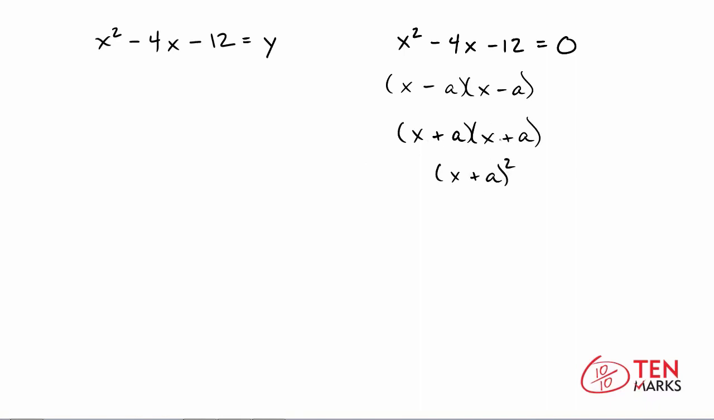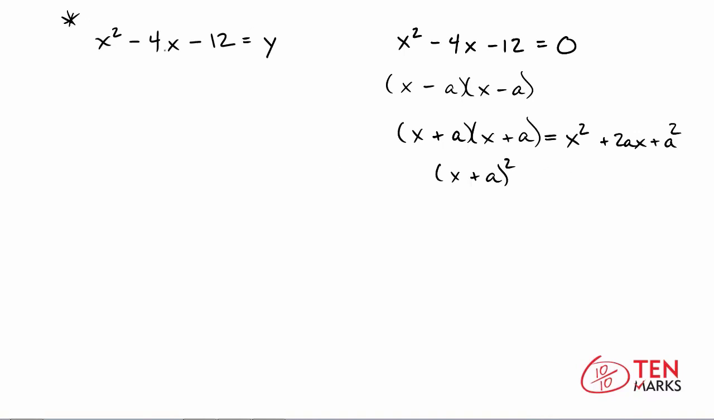What happens if I expand these parentheses here? What do I get? Well, I get x squared plus 2ax plus a squared. Now, this is another way of writing the standard form of a quadratic. And I'm going to use this to help us complete the square over here with this quadratic that I've written to start with.